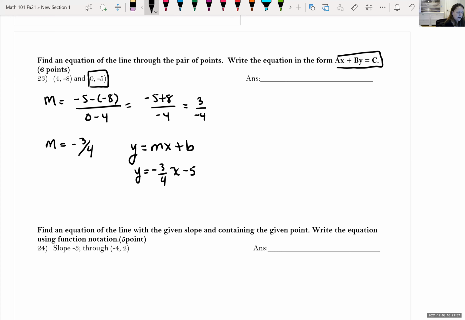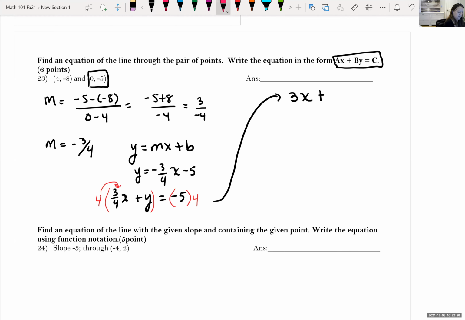It wanted us to write it in this form. So let's get the x on the other side by adding 3/4 x to both sides. So we have 3/4 x plus y equals -5. And then let's clear the fraction. So let's multiply every single term by 4. Distributing that 4 to the 3/4 x gives us 3x, plus distributing the 4 to the y, we get plus 4y equals -20.